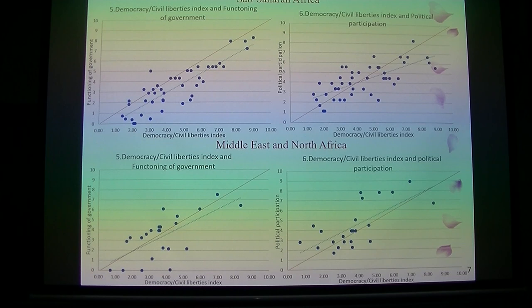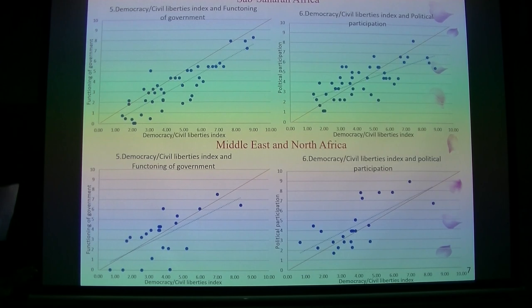And that means those countries value political participation more than democracy and civil liberties. And for the Middle East and North Africa, since the blue line is close to the red line, it seems more balanced. But by looking at the graph on the left-hand side, there are some countries that have useless government.